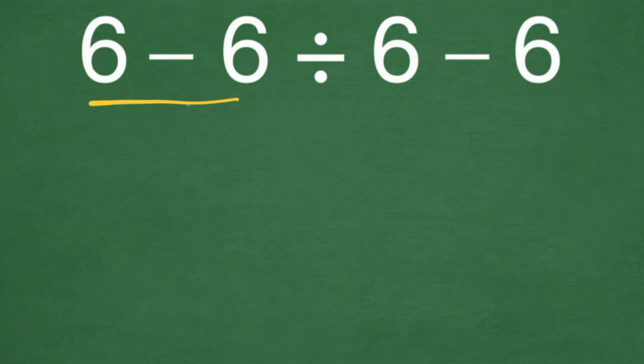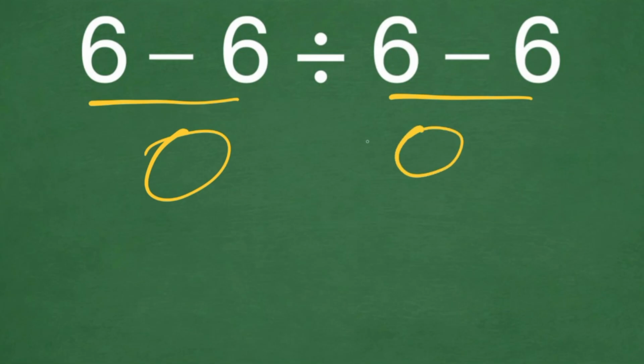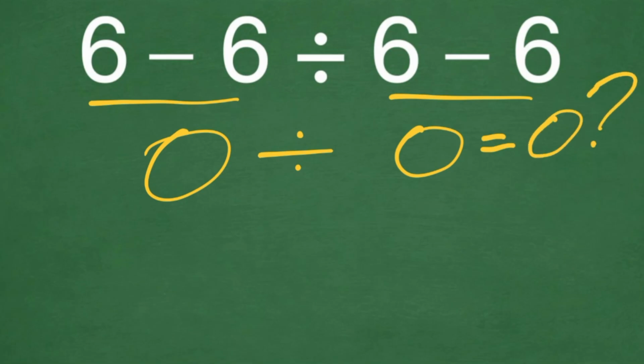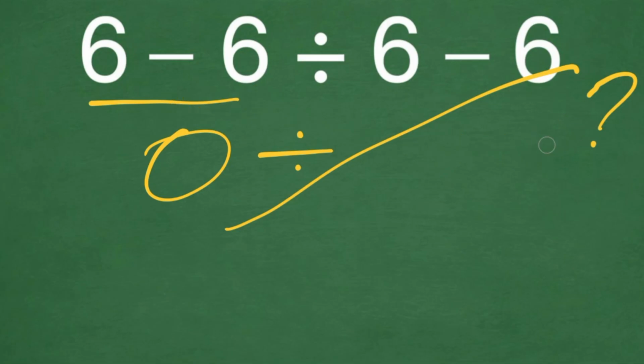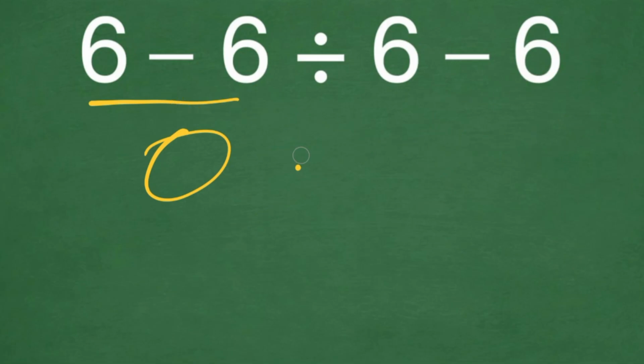6 minus 6 gives us 0, and again 6 minus 6 gives us 0, and 0 divided by 0 is 0. Is that 0 or undefined, or you may call it differently in your region? But anyway, this is not correct, right? This is not the right way to solve the problem.